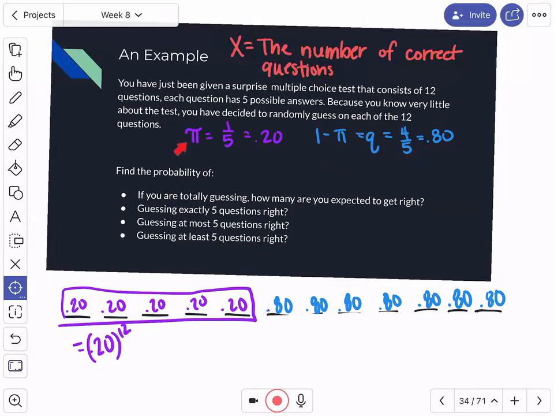Success, we're going to define it as pi. You may even see it written as p. I use p a lot. I'm in the habit of p. Failure is 1 minus pi. So if success is 20%, 1 minus 20% is your 80%. We're going to call that q.